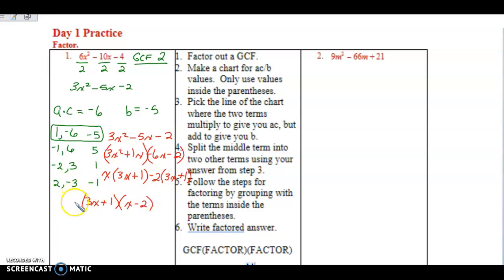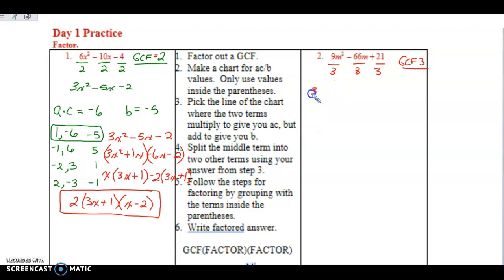and then I can't forget my greatest common factor. It was 2. I'm going to bring it down. So this is my final answer. I can do the same with this one. When I look at this, I see 3 is going to be my largest common factor. So my GCF is 3.